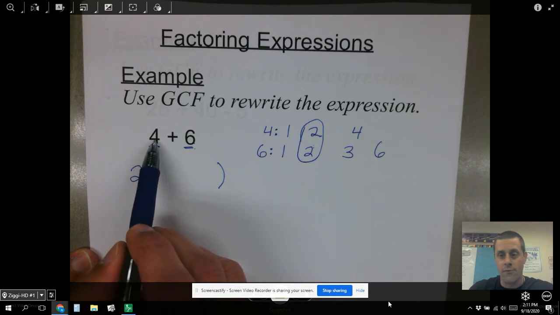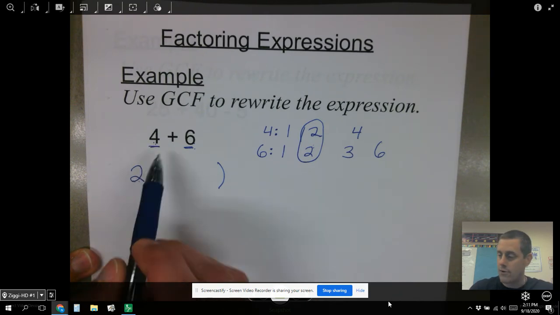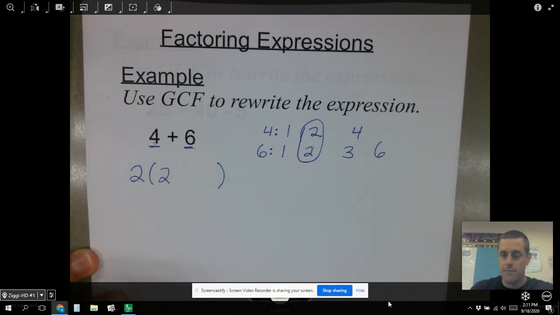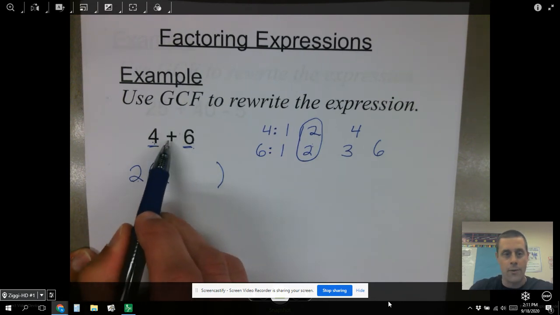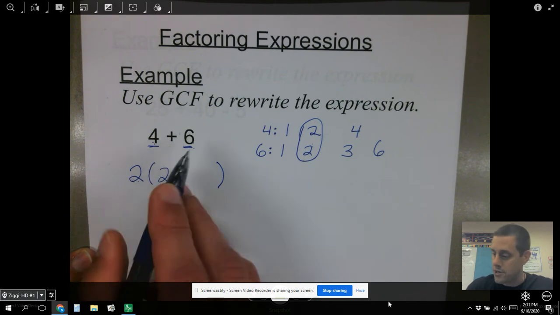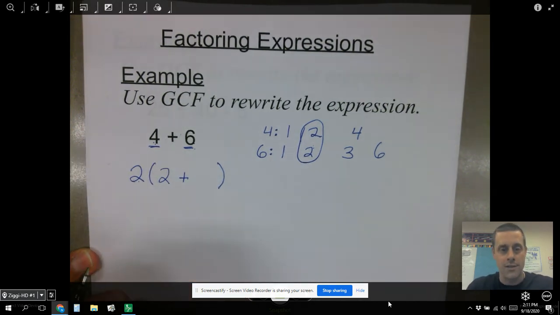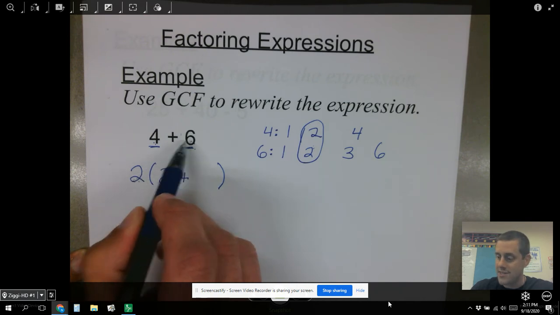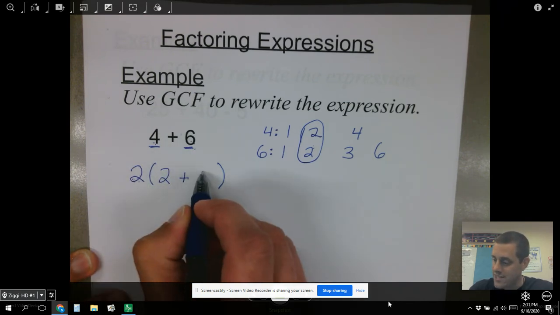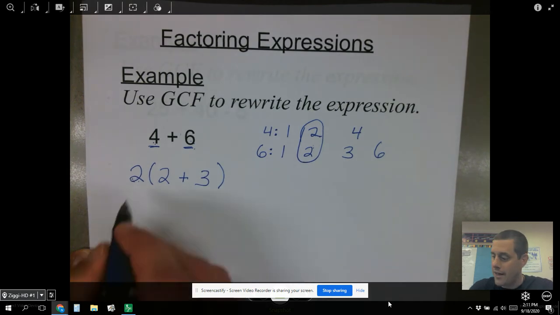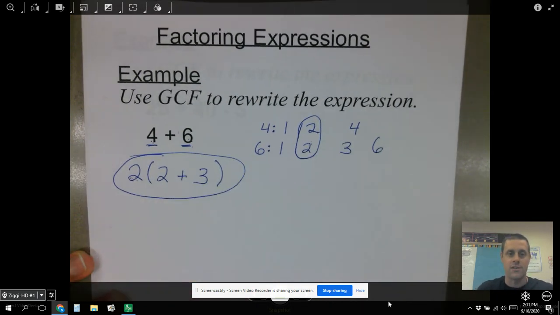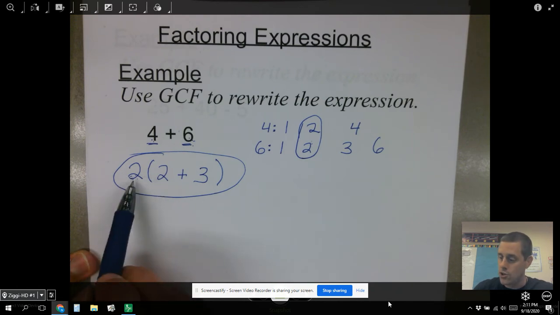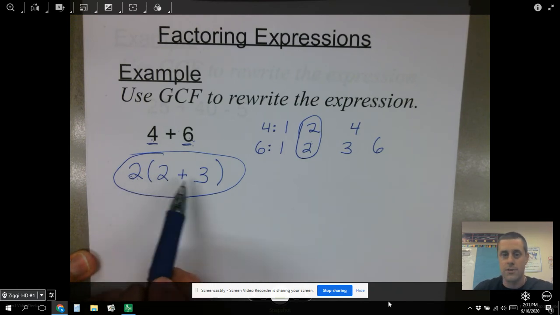So we're going to start with our 4. We're dividing a 2 out. 4 divided by 2 leaves me with a term of 2. I'm going to drop whatever operation I have in my original expression. In this case, it's addition, so bring down your plus sign. And now, factor a 2 out of 6. 6 divided by 2 leaves me with a term of 3. And we have just factored our first expression. 4 plus 6 will factor to an equivalent expression, 2 times the quantity of 2 plus 3.